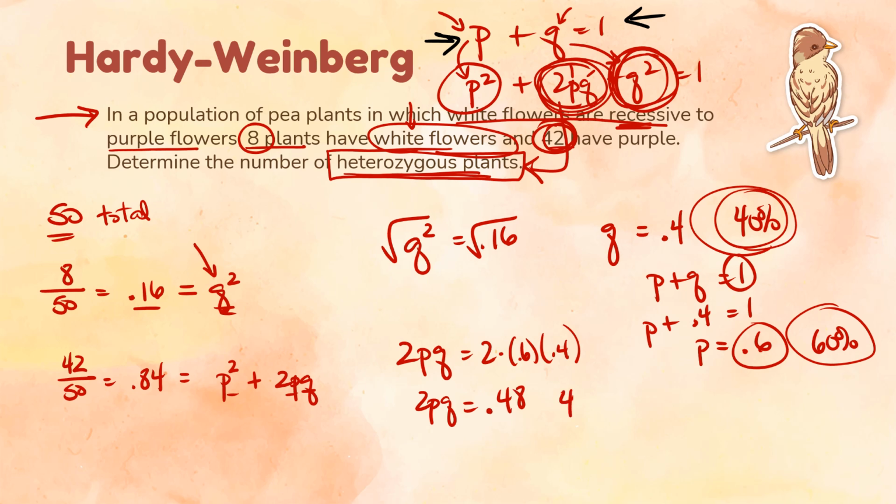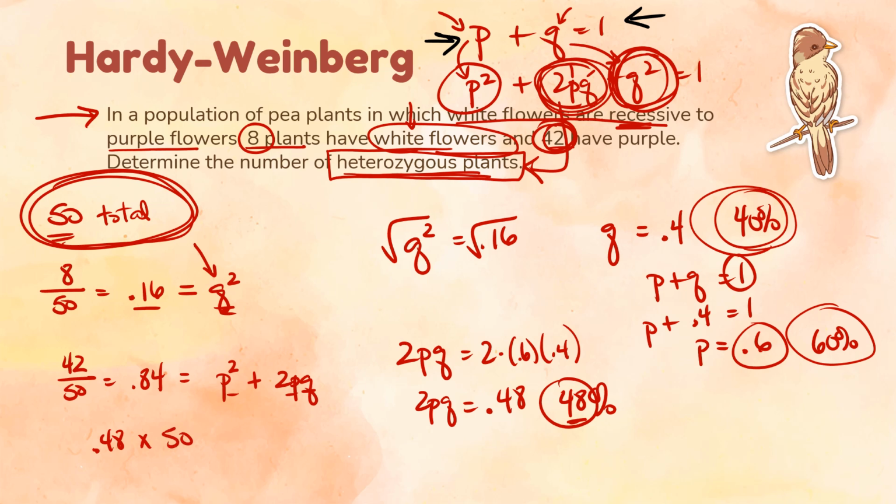This does not mean that we have 48 heterozygous plants. It tells us that 48% of our 50 total plants are heterozygous. So be super careful with your math. Don't assume that this number is the final answer. 48% or 0.48 of the total number of plants are going to be heterozygous. So 0.48 times 50, 48% of those 50 plants, is going to give us 24. 24 is the number of plants that are heterozygous.